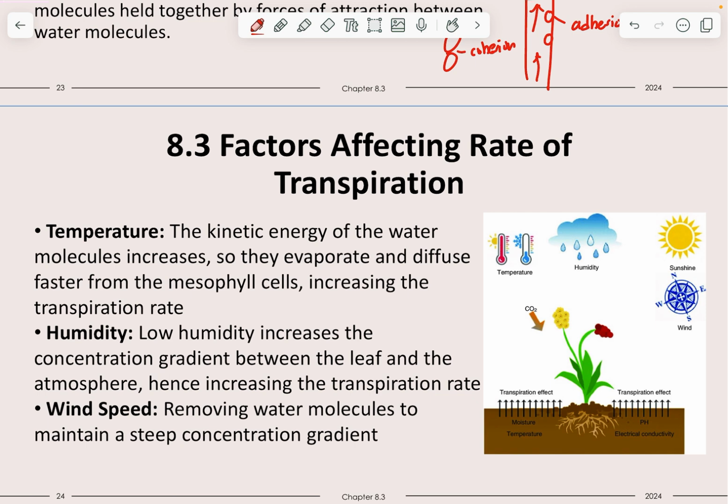This is something that you've probably seen in physics when you learn evaporation, so this is about the same thing. Temperature is where, when the kinetic energy of the water increases, it will evaporate. This is of course something that we know, and it diffuses faster from the mesophyll cell, increasing the transpiration rate. It causes water molecules to move faster, so therefore it diffuses faster, because temperature is also one of the factors that affects diffusion. Humidity is where low humidity increases the concentration gradient between the leaf and the atmosphere, hence increasing the transpiration rate. For humidity it is the opposite. So you need to have low humidity for a higher rate of transpiration.